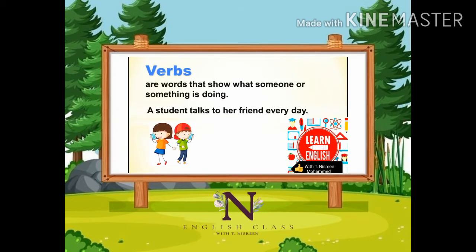Verbs are words that show what someone or something is doing, like read, listen, think, jump, sit, and so on. We cannot build any sentence without a verb. Verb is a very important element of a sentence. For example, a student talks to her friend every day. Let's find a verb in this sentence. Yes, that's correct. She talks to her friend, so talks is a verb. It shows what this student does.